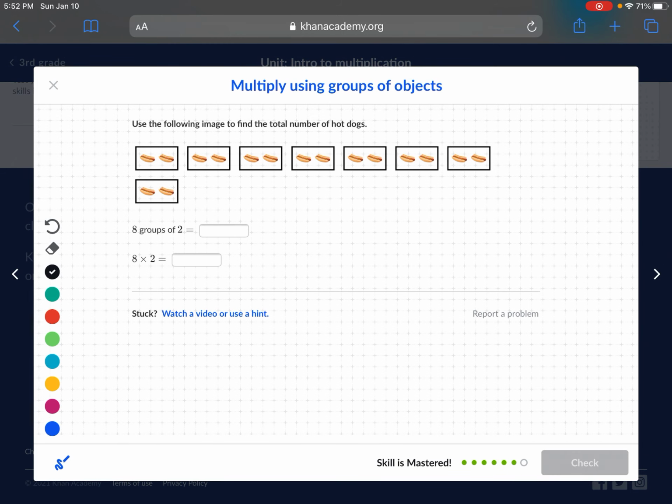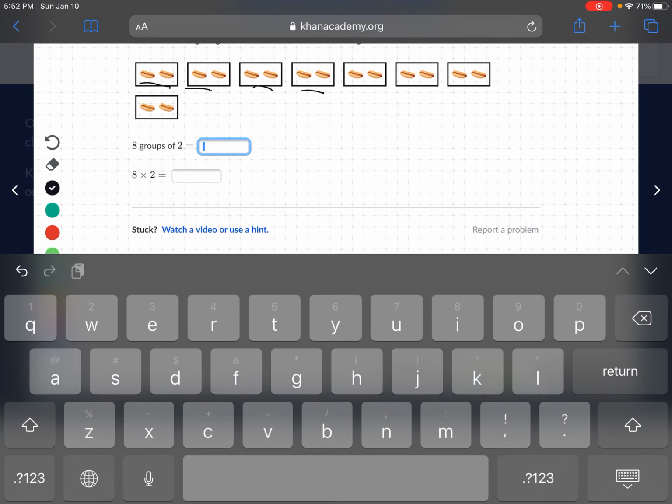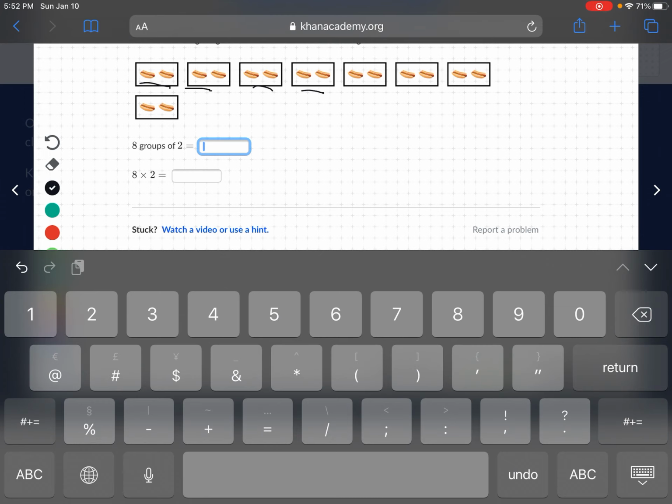Oh, 8 times 2. So 2, 4, 6, 8. So you can do that with your fingers. 2 fingers and 2 fingers, 4, and then 2 fingers, 2 fingers. So yeah, you can do that. So this is up to 16.